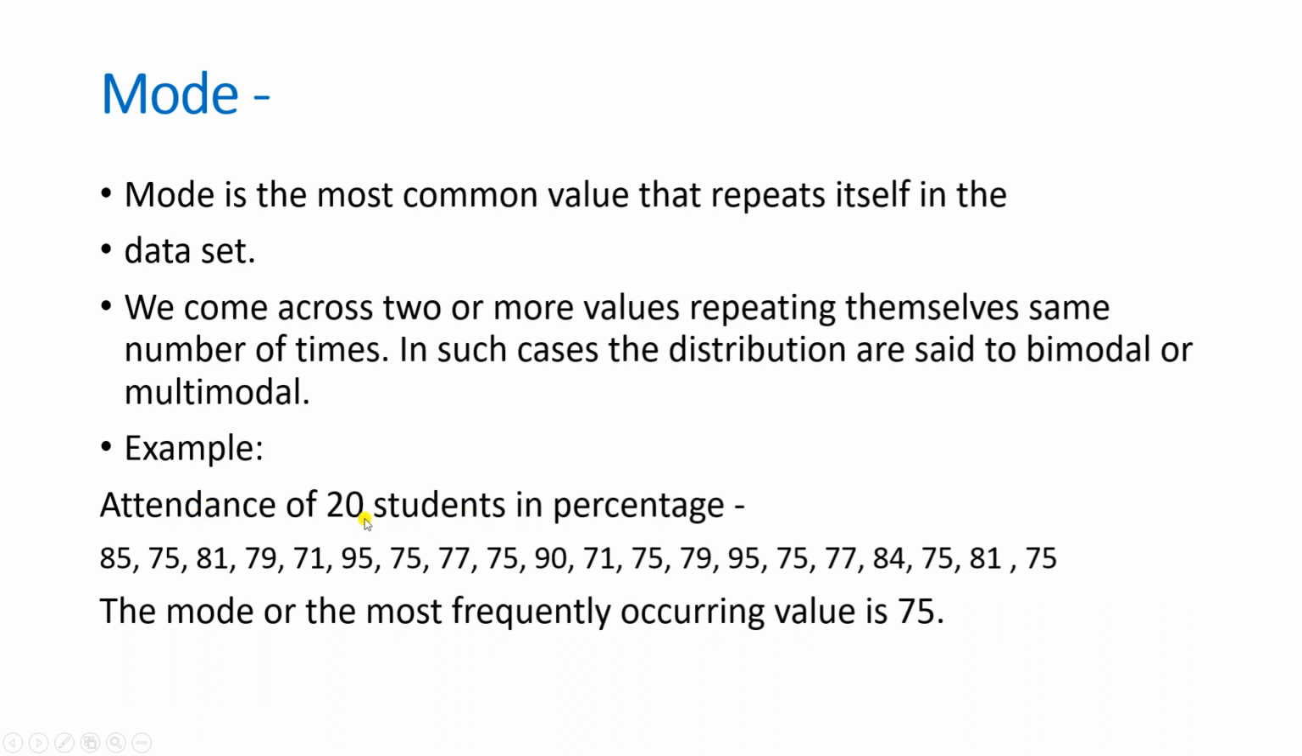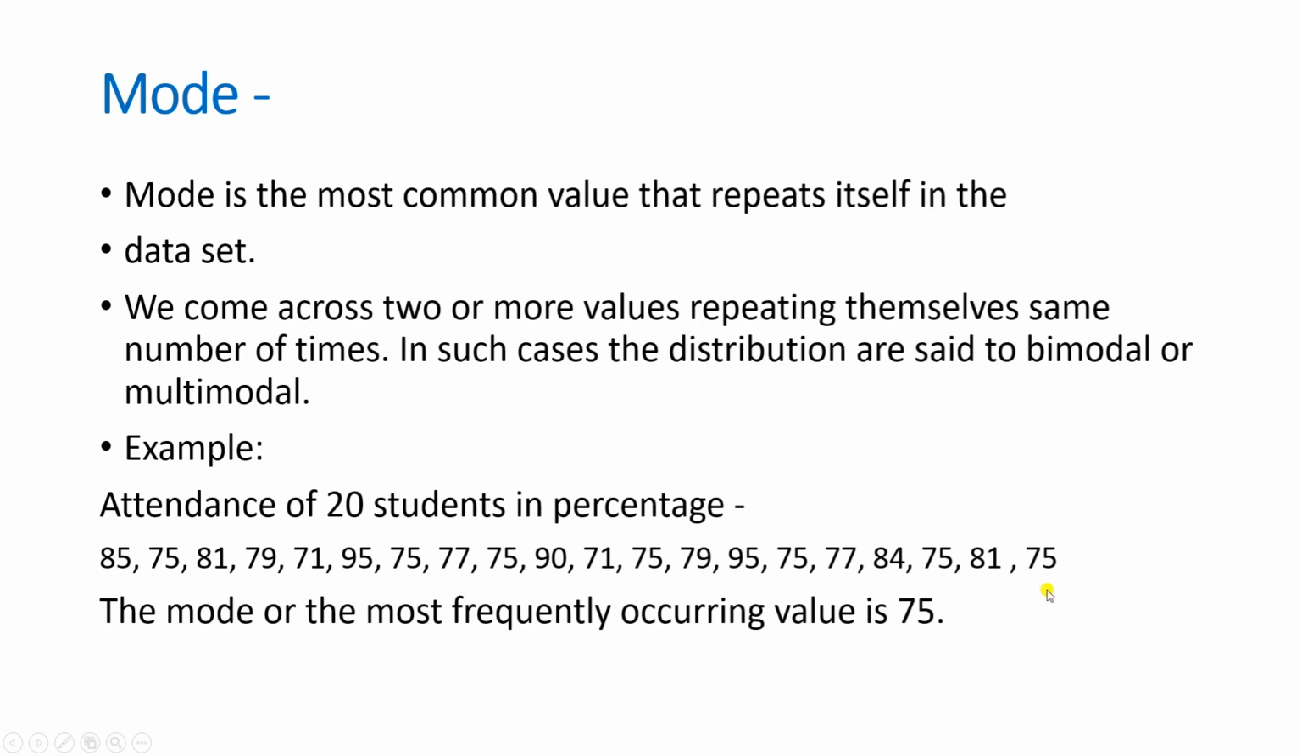Here is the attendance of 20 students in percentage. So these are the different percentages of attendance of 20 students. If you look at the data set, you will find the mode, which is the most frequently occurring value in this data set, is 75. So this is my mode.